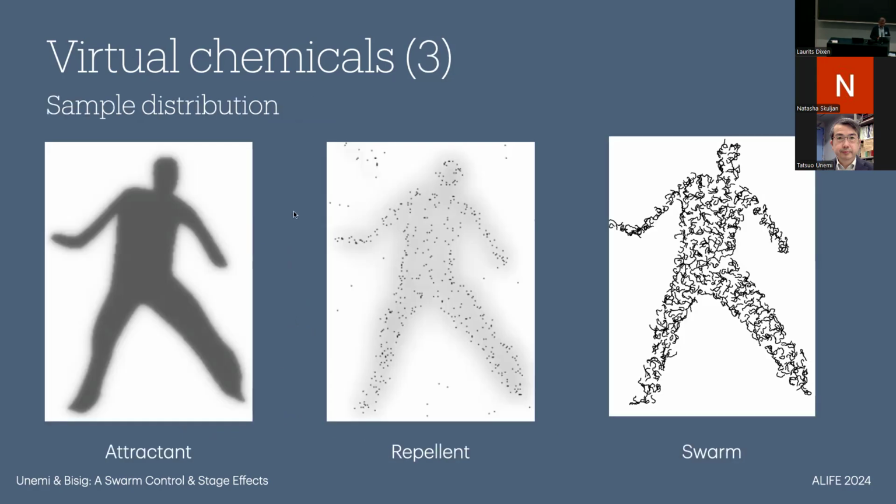Okay, so the left figure shows the attractant distribution. It indicates the capture area of the target, the dancer's body. And the repellent is used to make individuals more scattered. Each individual secretes repellent, and it avoids some concentration. So then the real swarm is distributed something like this.